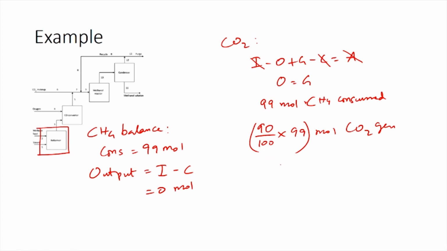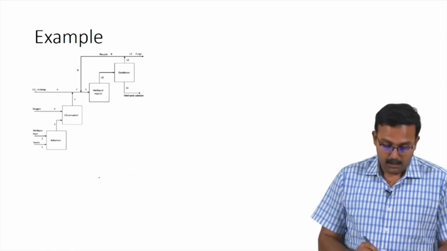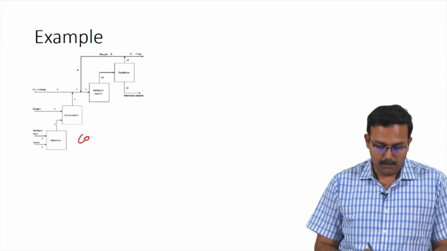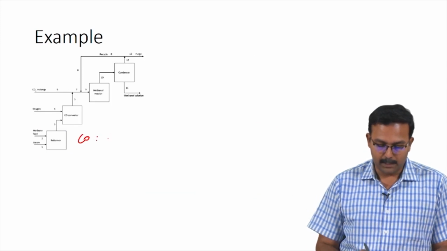So, CO2 generated would be equal to 89.1 moles. So, this implies stream 3 contains 89.1 moles of CO2. Similar to carbon dioxide, we can also perform carbon monoxide balance, which would again be output equals generation.